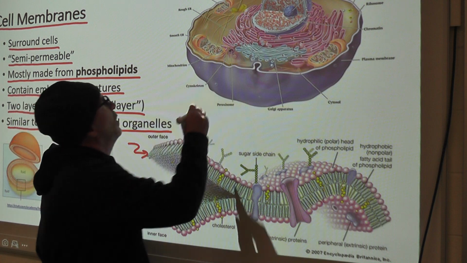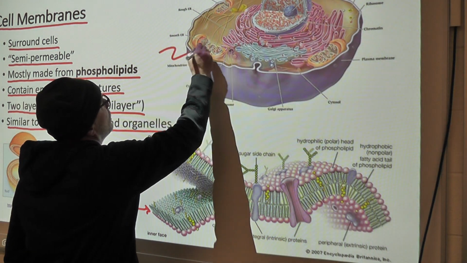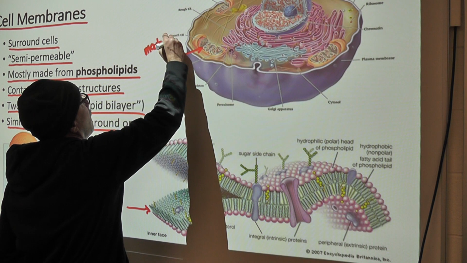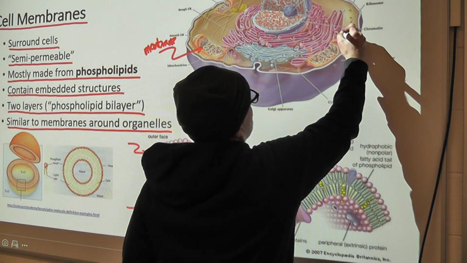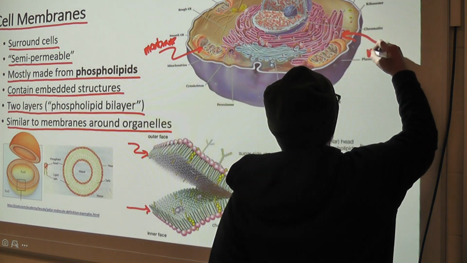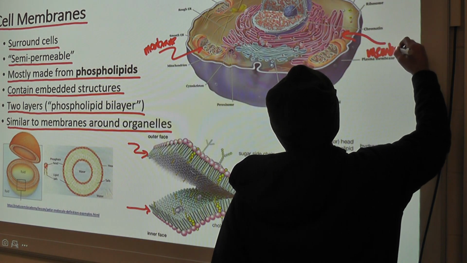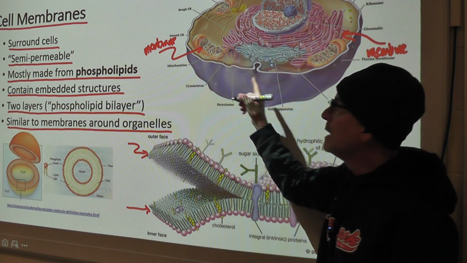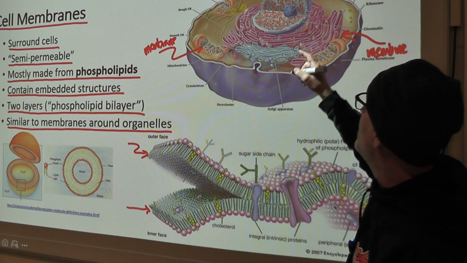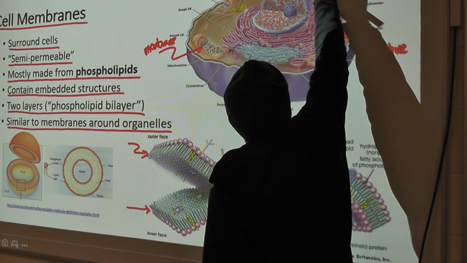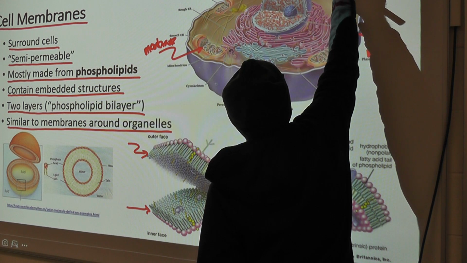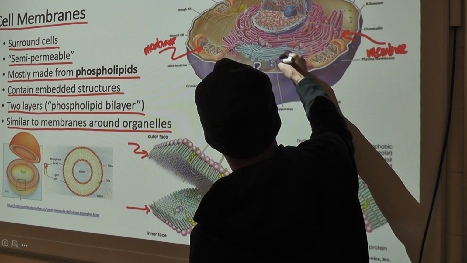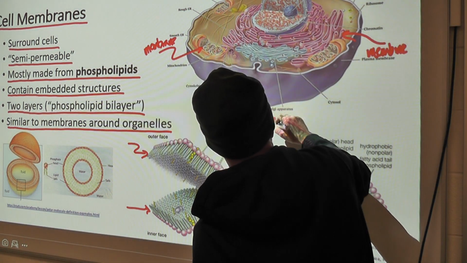So for example, the mitochondrion has a membrane. The endoplasmic reticulum is membrane-based. This is an animal cell. We're not going to see any chloroplasts. They have membranes. The nucleus has a membrane. The Golgi apparatus, which is right here, has a membrane.